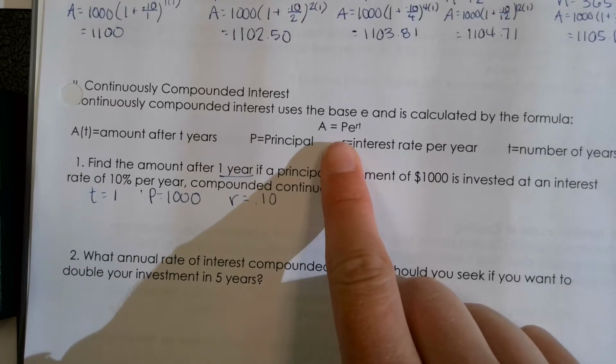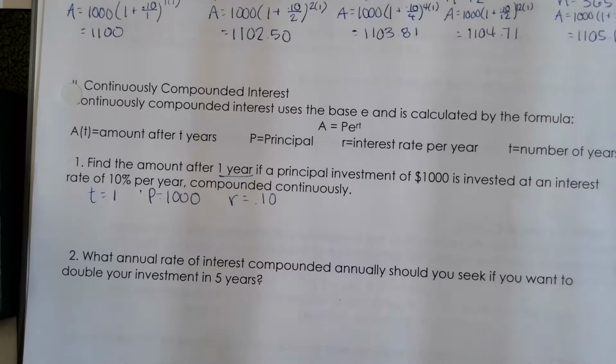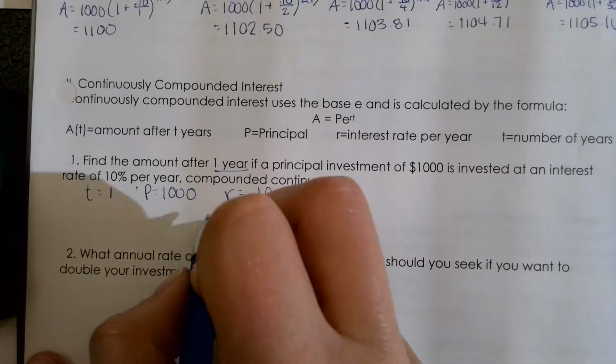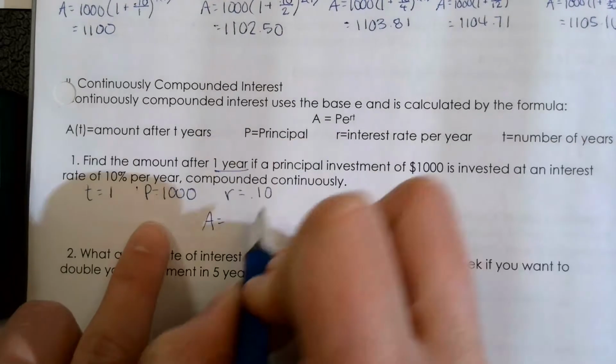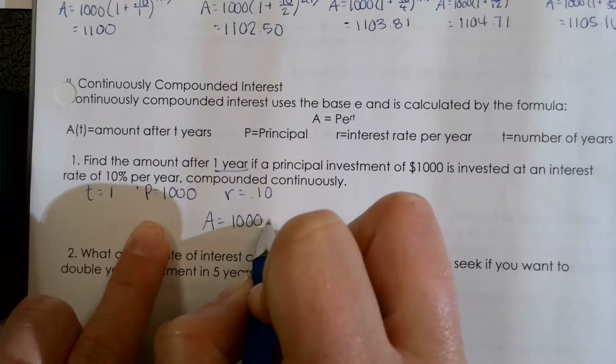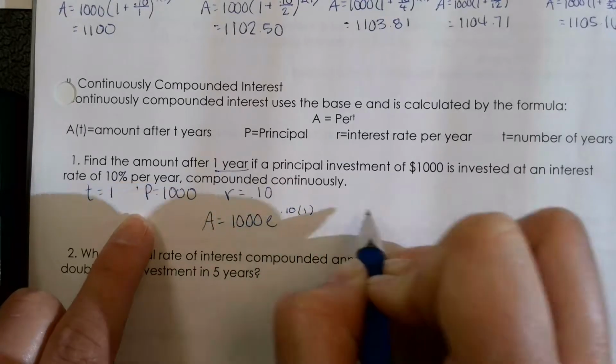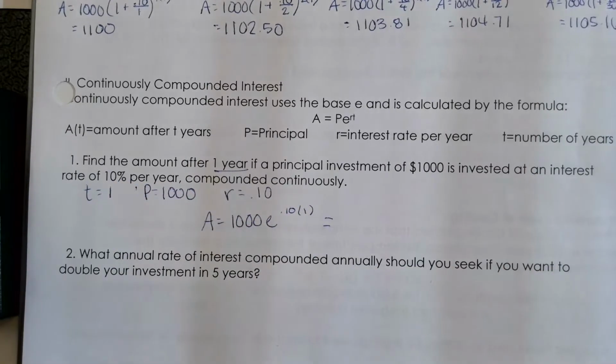Then it's compounded continuously, so we're going to use that. I call it the PERT formula because it's P-E-R-T. That's just how I remember. So we'll have A equals P, which was 1,000, times E to the RT, and our R was 0.10, and T was 1. So again, you can just type that straight in your calculator, and you'll get your answer there.